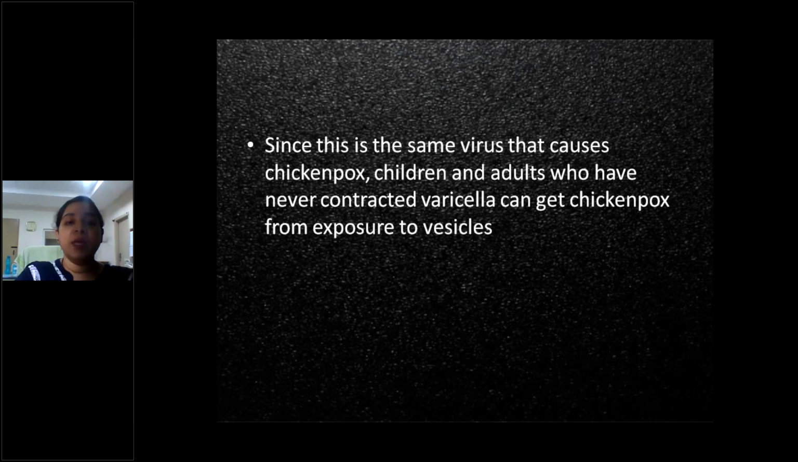Since zoster is the same virus as chickenpox, children and adults who have never contracted varicella can get chickenpox from exposure to zoster patients. Means what? Shingles or zoster is caused by varicella zoster virus, right? So okay, one healthy person is there. He has never contracted chickenpox. If he comes into contact with a zoster patient, he may acquire chickenpox only, but not zoster.